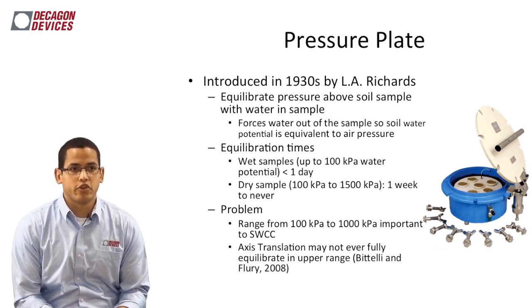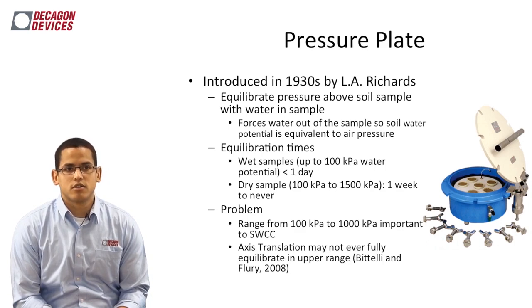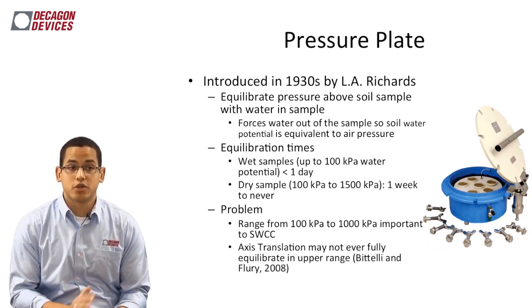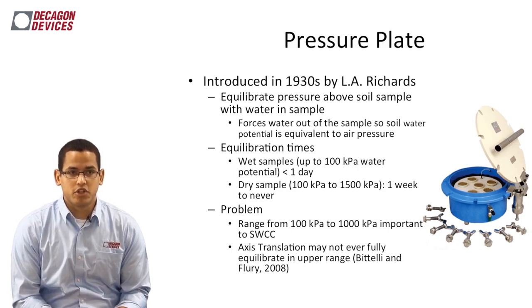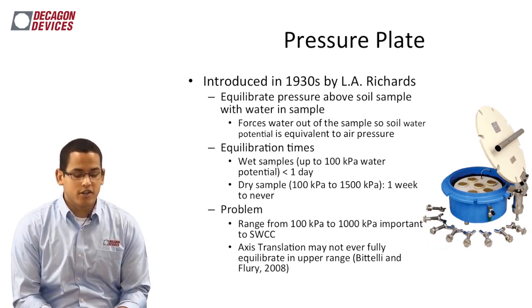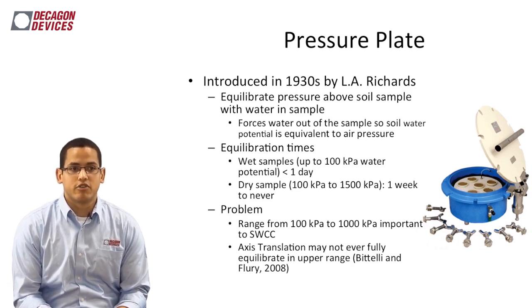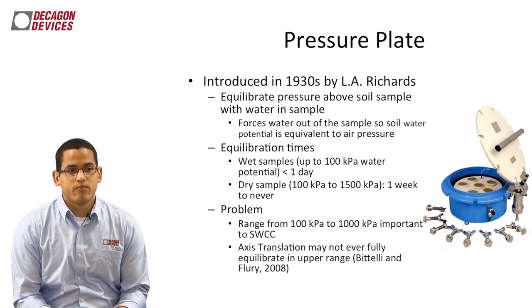And typically, we have to deal with equilibration times. For wet samples, when you're just trying to come to anywhere within the 0 to 100 kPa, you're looking at usually equilibration time of less than a day, sometimes a little bit longer. Now, when we're trying to get dry samples to come into equilibrium, anywhere between the 100 kPa and 1500 kPa, this usually takes a week or longer. And there are a lot of publications out there saying that these samples may never come into equilibrium using this technique. An example of this is in a publication by Batelli and Fleury from 2008.